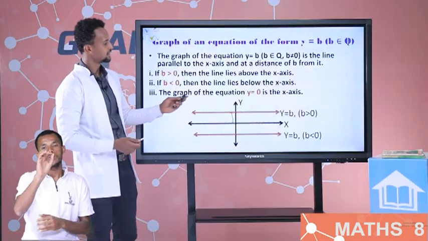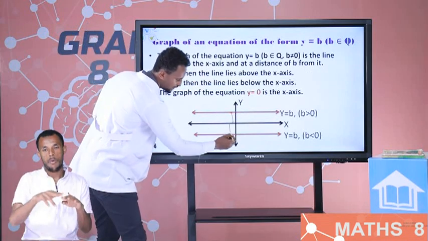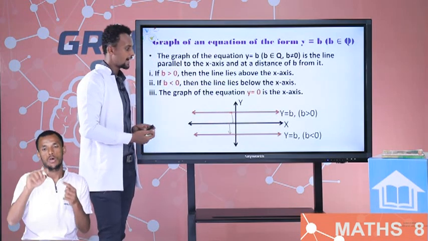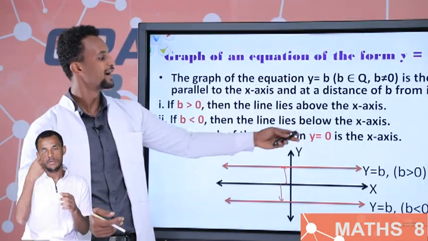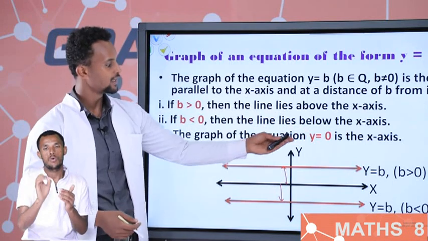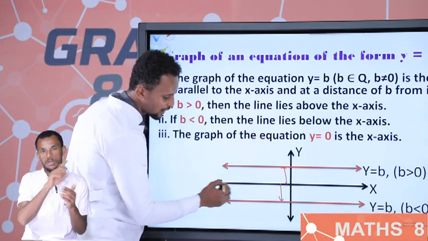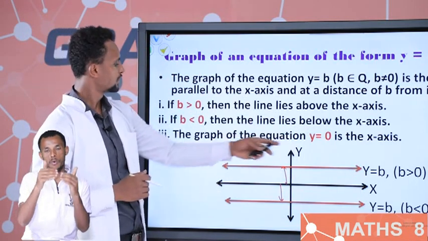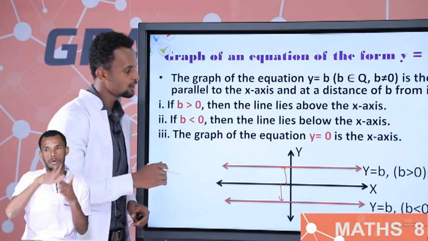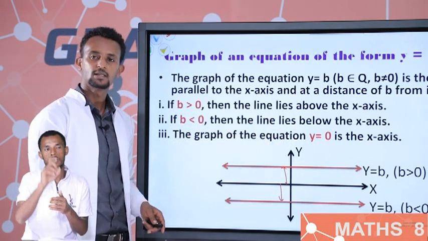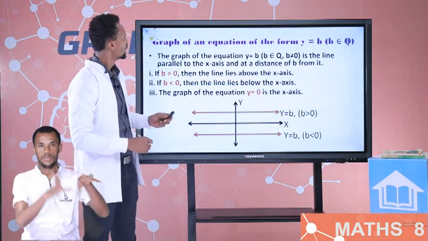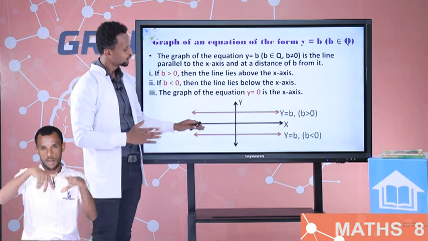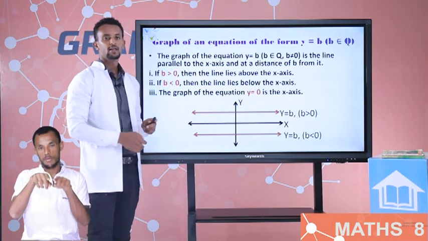If the value of b is less than 0, the line lies below the x-axis and is parallel to the x-axis. What happens if the value of y is equal to 0? If the value of y is equal to 0, it means there is no y on the x-axis. So y equal to 0 is the graph of the equation of the x-axis itself. Okay, students. So the graph of the equation y is equal to b is a horizontal line which is parallel to the x-axis.